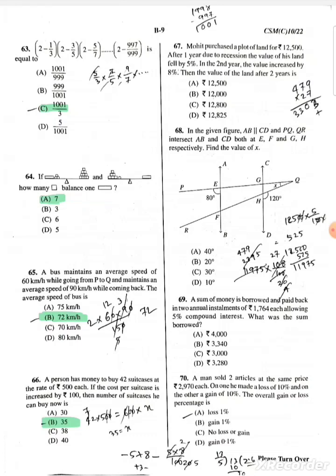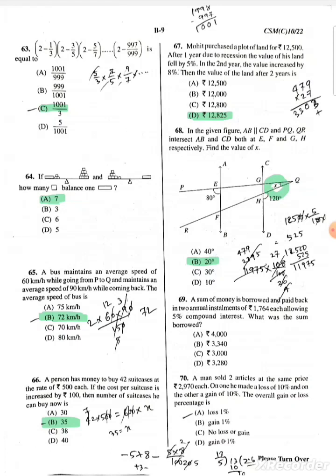Mohit purchased a plot of land for rupees 12,500. After 1 year, due to recession, the value of his land fell by 5%. In the second year, the value increased by 8%. Then the value of the land after 2 years is 12,825. In this particular question, you have to find out the value of x. After solving, you will get the answer as 20 degrees.